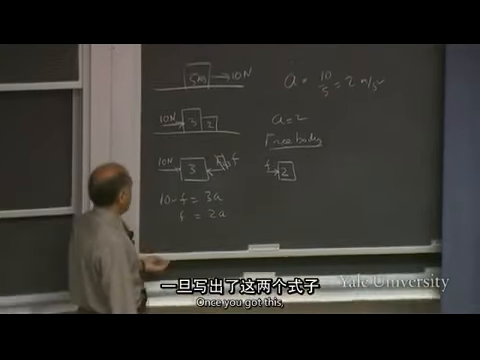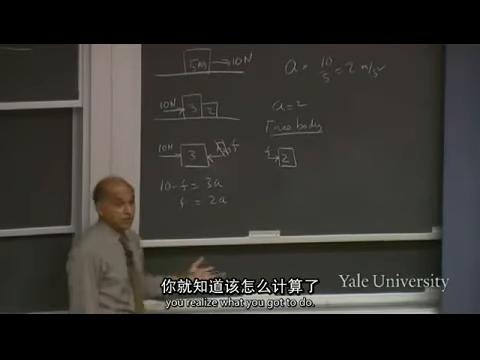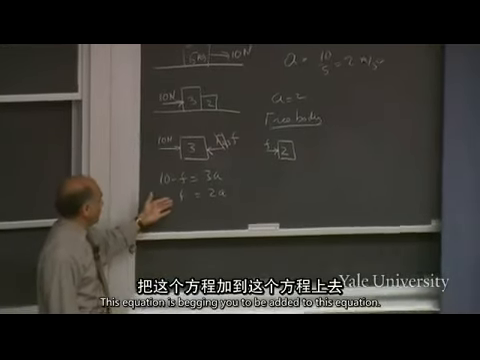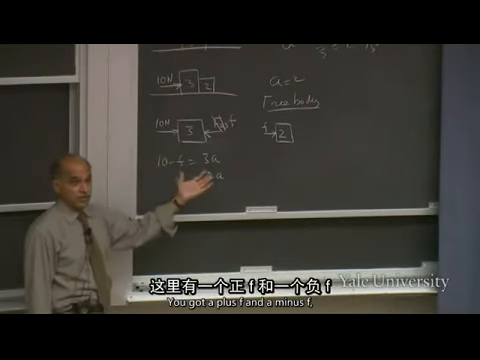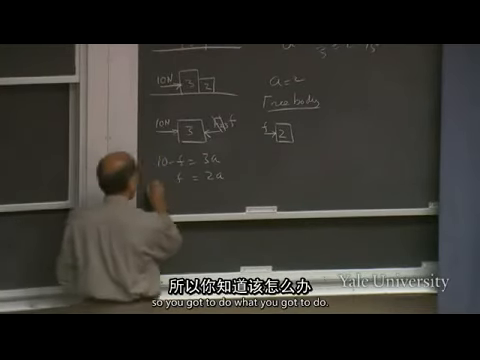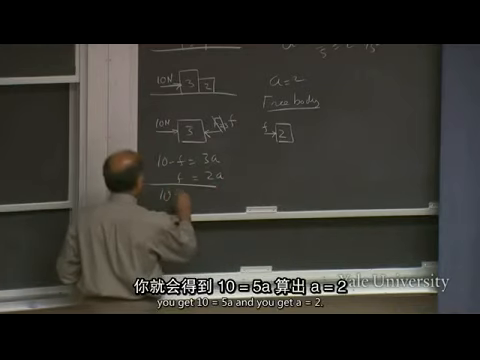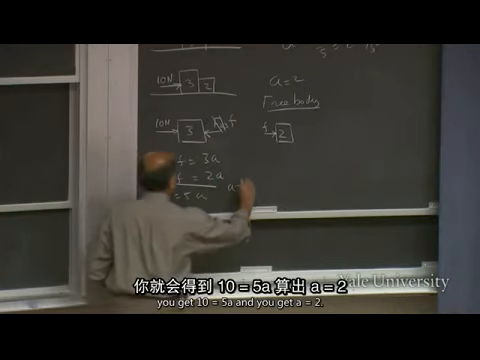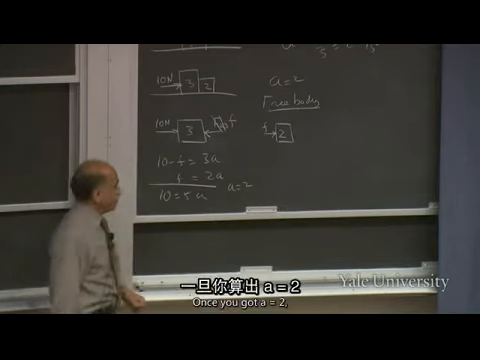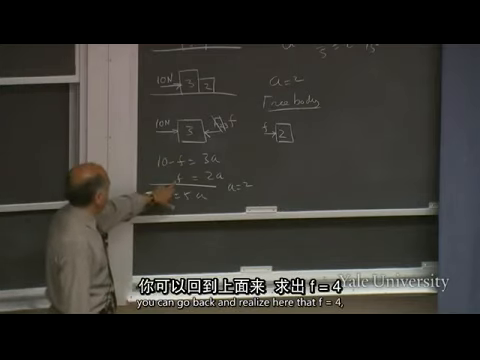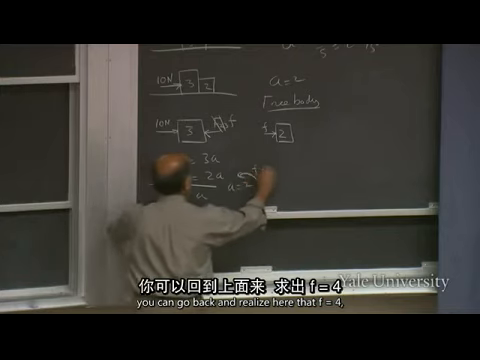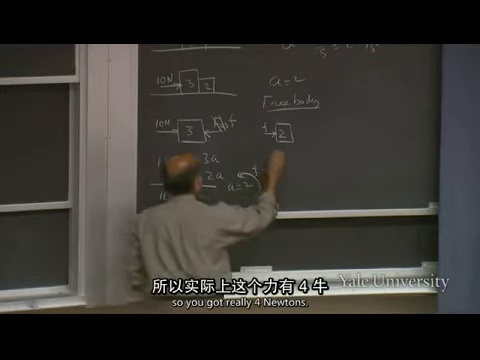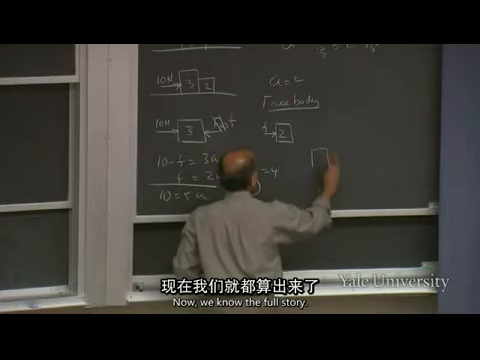So once you got this, you realize what you got to do, right? This equation is begging you to be added to this equation. You got a plus f and a minus f, so you got to do what you got to do. You add the two, you get 10 equals 5a, and you get a equals 2. Once you got a equals 2, you can go back and realize here that f is equal to 4, and so you got really 4 newtons. Now we know the full story.